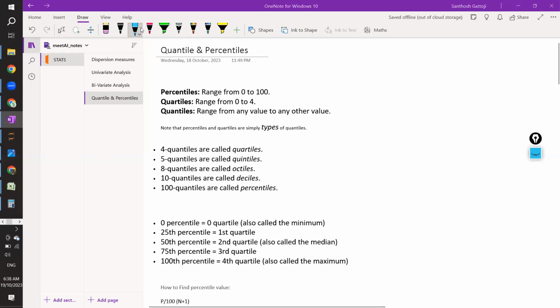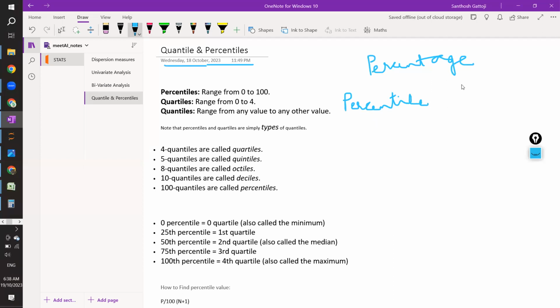Now, guys, we have something called percentile, quantile. First of all, what is percentage? This is not percentage. Percentage is different. These are percentiles. First let's try to understand this. What is percentage? Percentage is a generic term.